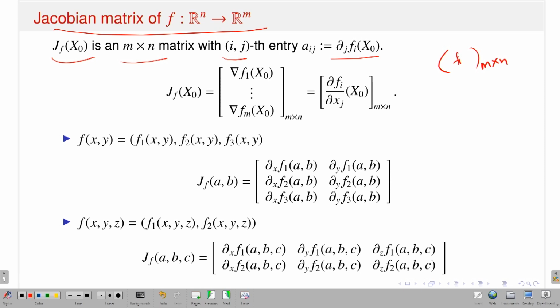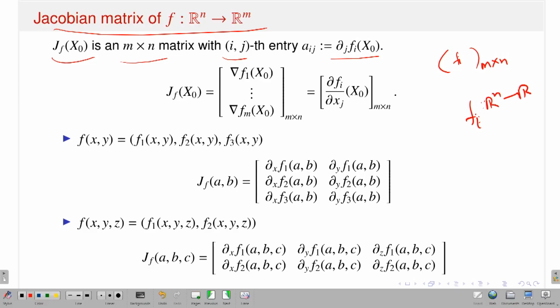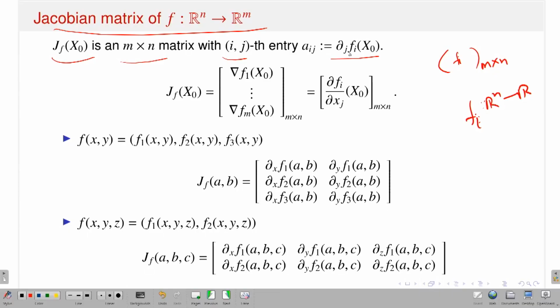So, you have components f1, f2, up to fm. Consider the ith component fi. It will be a map from Rn to R. That means I can talk about the partial derivative of fi with respect to the x1, x2 up to xn variables. So, aij: you take the component function i and consider the partial derivative with respect to the jth variable, at the point x naught. So, those are the notations.